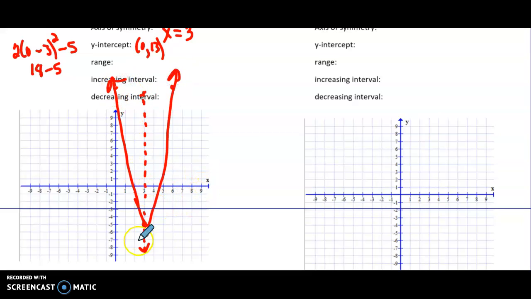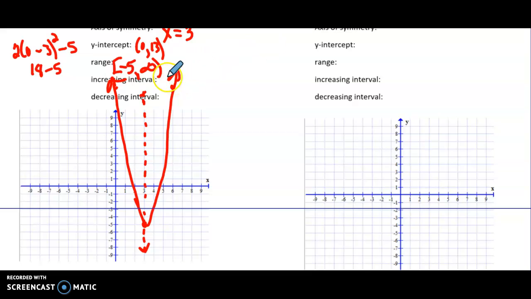The range is what kind of y values are coming out. Notice I'm not asking for the domain. The domain of a quadratic is all reals, always. I can stick any number I want in here. The range, however, if I look at my vertex, that's the smallest that y will ever be. My range is from the y coordinate of my vertex to infinity, in this case, since I'm opening up.